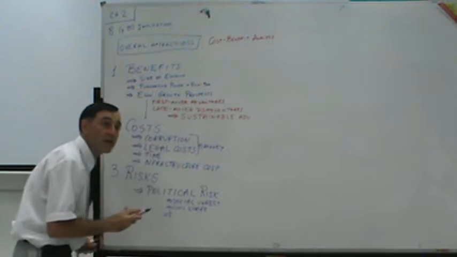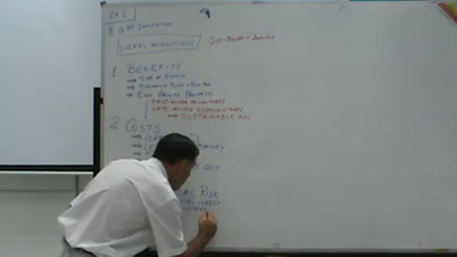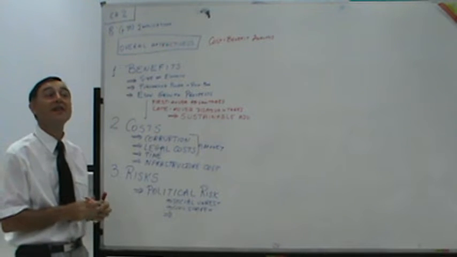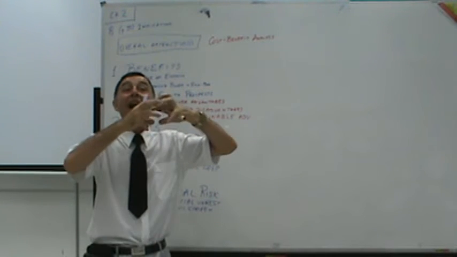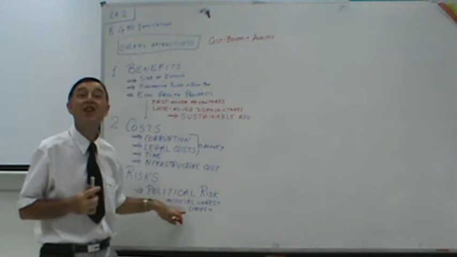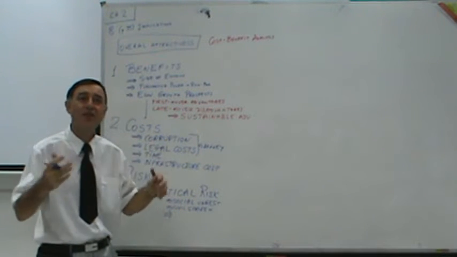Another type of political risk is... Sorry, what's the word? Strife? Strife actually means conflict. So it could be religious conflict, or conflict for any other reason.